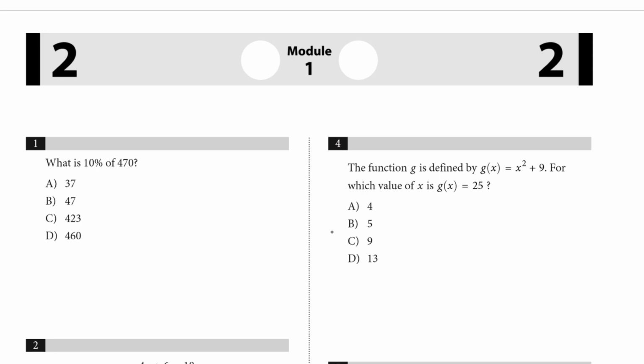10% of means that we're going to turn the 10% into a decimal. 0.10 of means to multiply 470. 0.1 times 470 gives us 47, which is B.